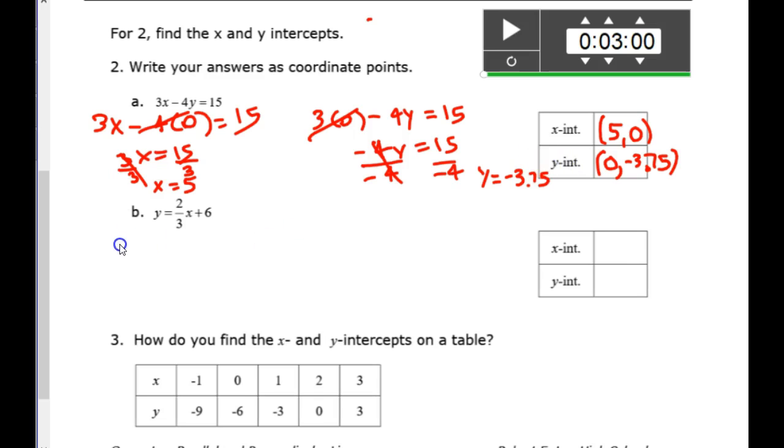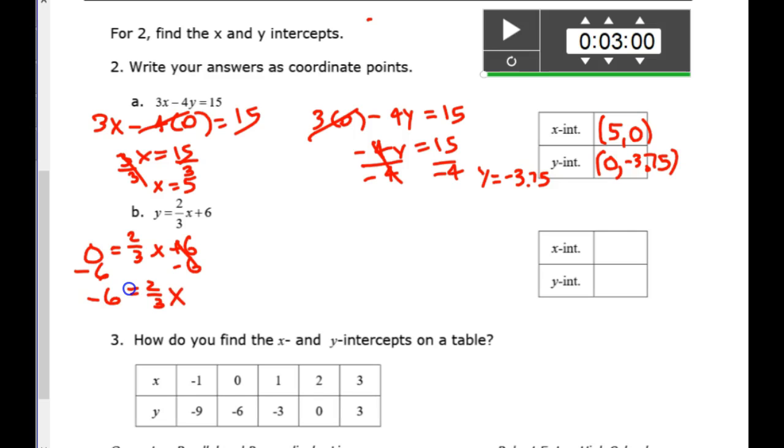And then for B, again, plug in 0 for y to get the x-intercept. First step, what should we do? Get rid of this loner, so minus 6, minus 6. 0 minus 6 is negative 6. That equals 2/3 x. And now, here's the question.